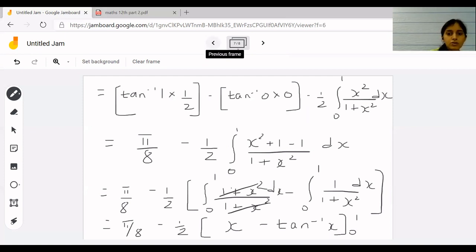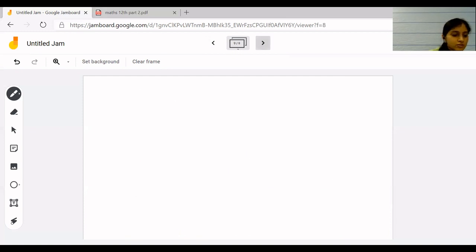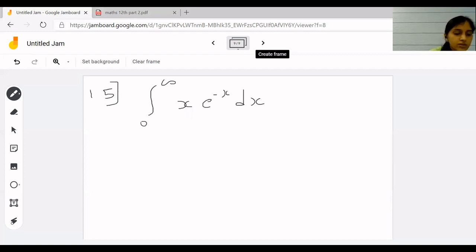Now I'm doing one more of this, that is integral x e inverse x, that is e raised to minus x dx, exponential function. So it's a different type, that's why I'm solving this. Integration 0 to infinity x e raised to minus x dx. Okay, so let us solve this integration first.